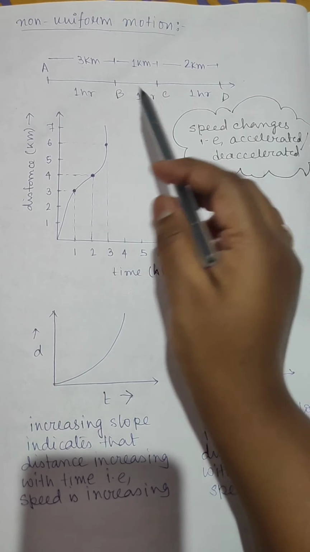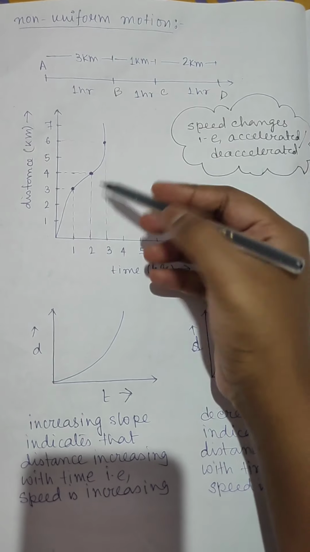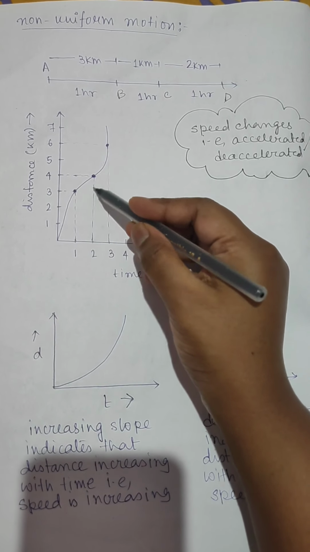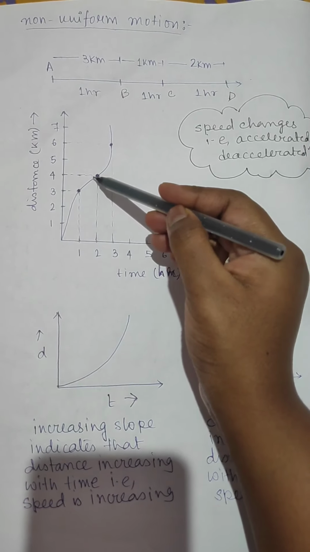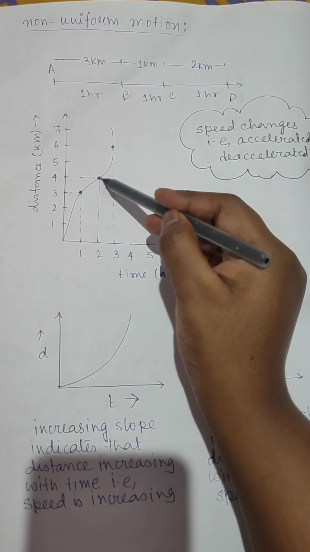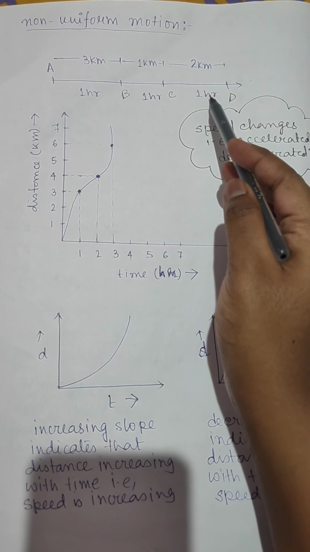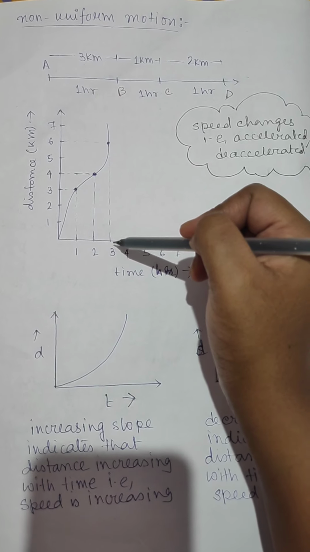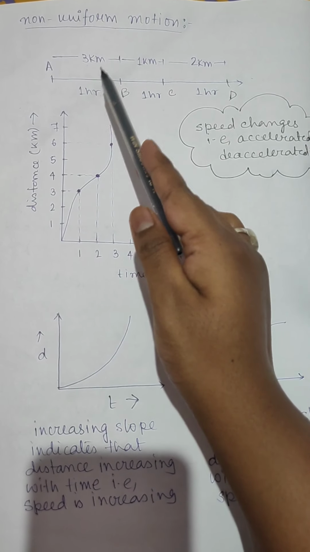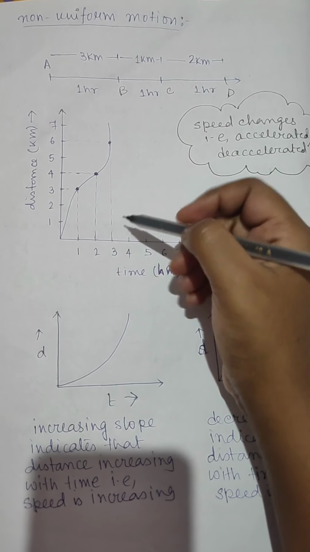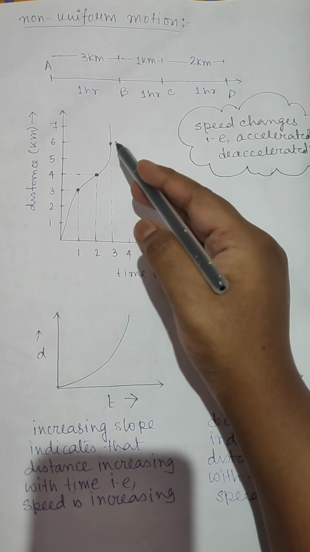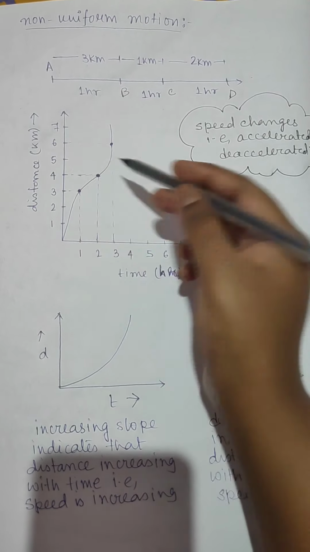In the next 1 hour, meaning 1 plus 1, 2 hours, the distance traveled is 3 plus 1, 4 kilometers. So I have marked here again. In the next 1 hour, that is in our third hour, the total distance is 3 plus 1, 4 plus 2, 6 kilometers. So see, in the third hour I have marked 6 kilometers.